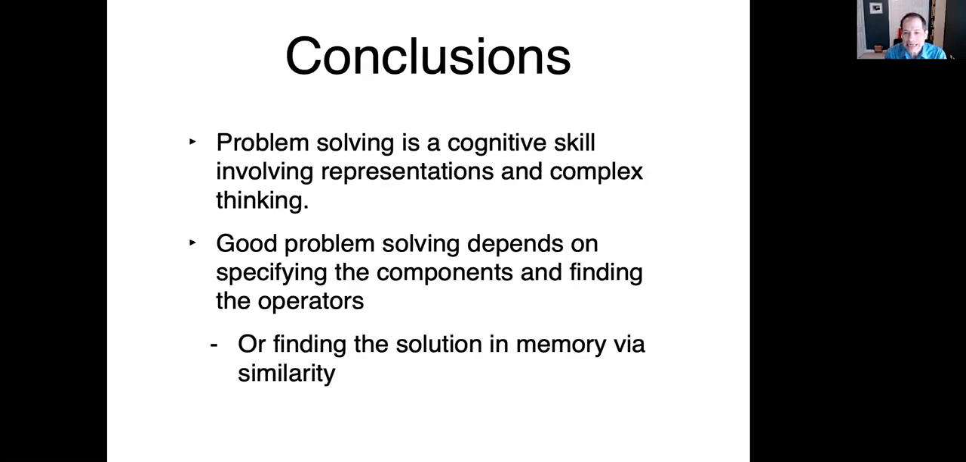So problem solving is a cognitive skill involving representations, so thinking about how to set the problem up, and complex thinking. Usually it involves specifying the components, finding the operators. Sometimes it just involves using your memory. So when you use heuristics, you use your memory. When you use analogy, you're using your memory. Some problems are easy to solve. Some problems are much more complicated.